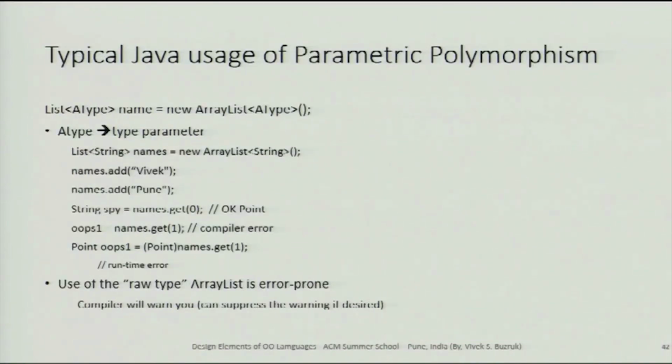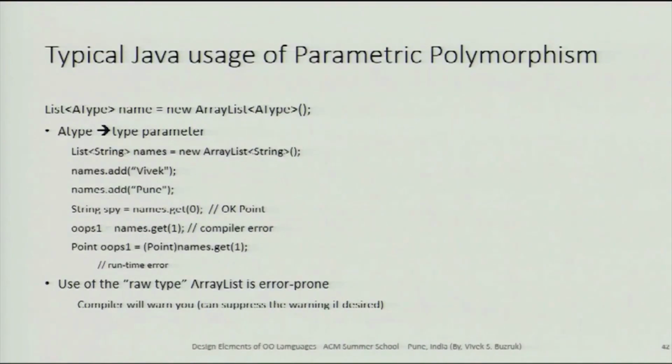So this is typical Java usage of parametric polymorphism. As I mentioned just now, ArrayList is one of the predefined library classes, and you can say ArrayList of type string or whatever it is, and you can define a variable of that type. Here we are saying names is a variable of List String, and you are instantiating that ArrayList String here. So this generic library usage is one part of it, and definitely we do that many times.